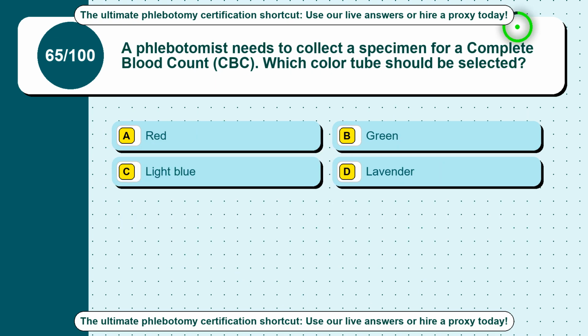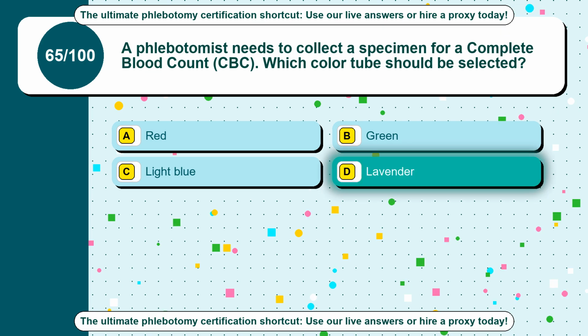Question 65. A phlebotomist needs to collect a specimen for a complete blood count, CBC. Which color tube should be selected? Option A, red. Option B, green. Option C, light blue. Option D, lavender. The correct answer is option D, lavender.